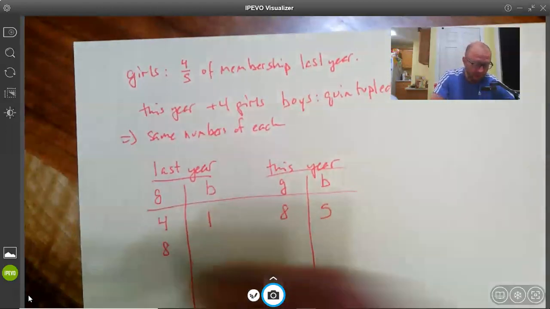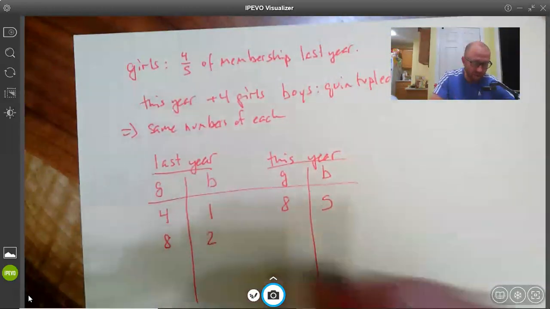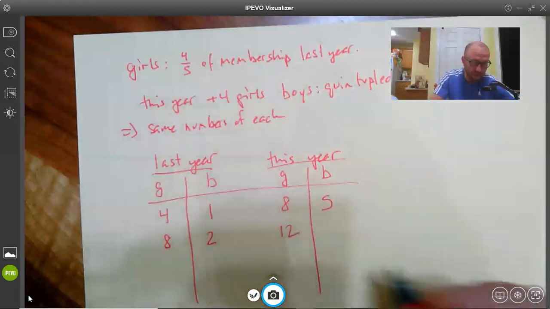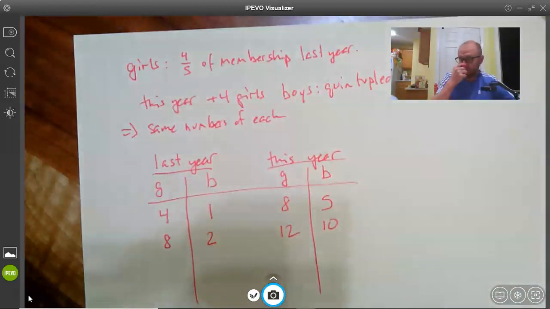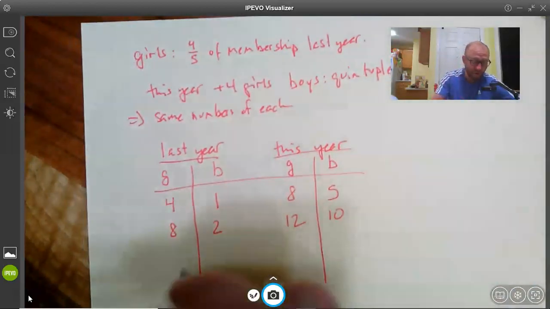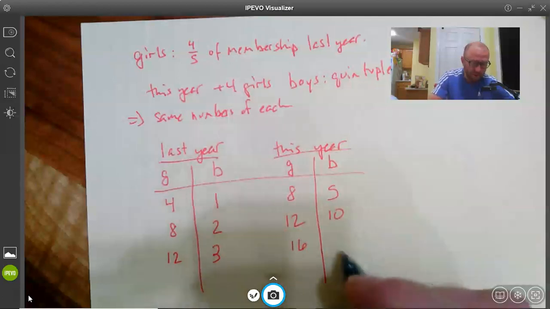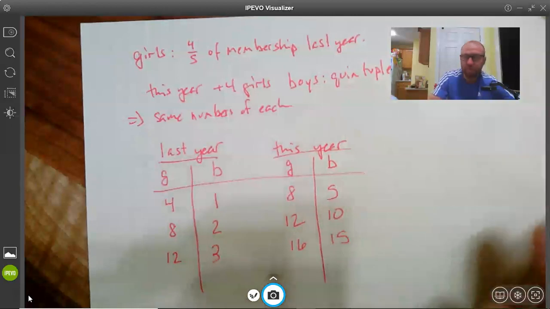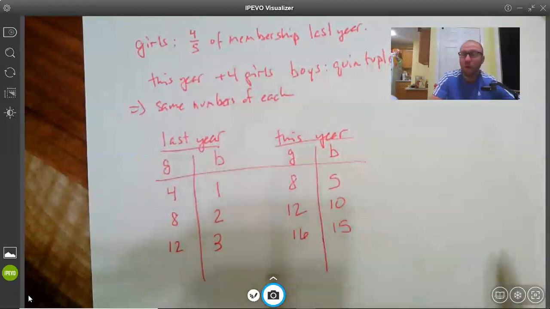So let's try 8. This year there are 8. So this would be 2 boys. This year it makes 8 plus 4 is 12. And 2 times 5 is 10. No, not the same. Doesn't work. Let's try next. We've got 12, which would mean there were 3 boys. And 12 plus 4 is 16. And 3 times 5 is 15. So not the same. But it looks like we're getting closer. Our gap was 3, then it's 2, now it's 1.